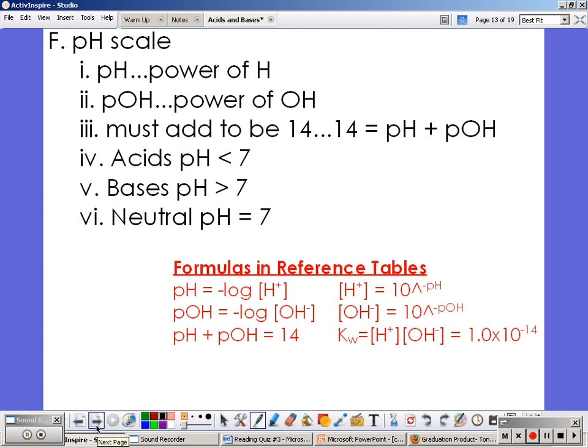So the pH scale, or the power of H: whatever that exponent is, that's the pH. pOH is the power of OH. So P stands for power, and then you have H. P stands for power, and then you have OH. Now pH plus pOH has to equal 14. If the pH is less than 7, it's acidic. Greater than 7, it's basic. And if it's exactly 7, it's neutral.